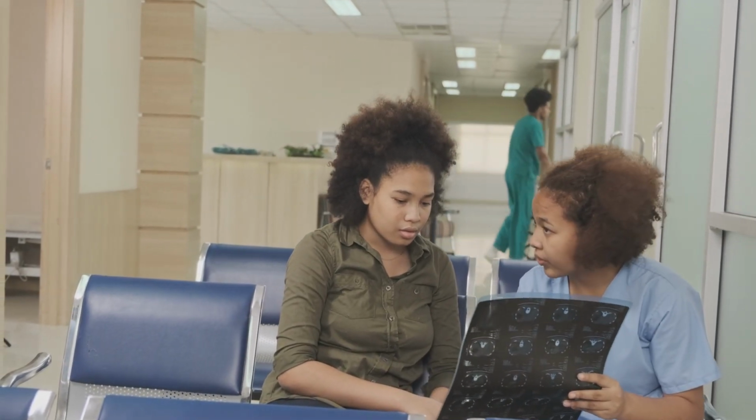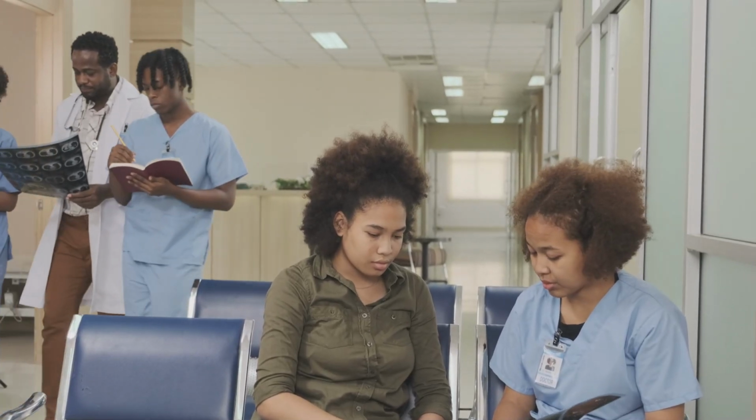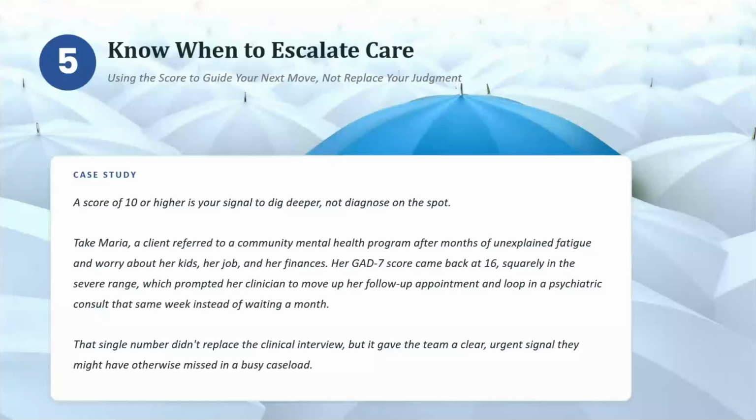Her clinician gave her the GAD-7 at intake instead of relying on a quick 5-minute check-in. And her score came back at 16, solidly in the severe range. That score prompted her clinician to move her follow-up appointment up and loop in a psychiatric consult that same week, instead of just the usual month-long wait.